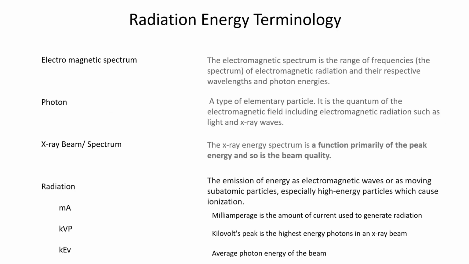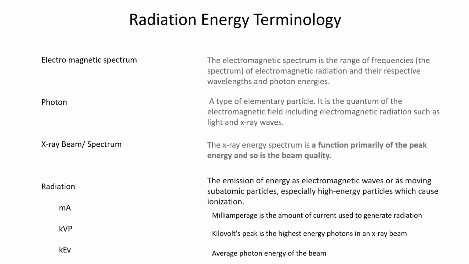Radiation is the emission of energy as electromagnetic waves or as moving subatomic particles, especially high-energy particles which cause ionization. Let's take a look at some of the terminology associated with ionizing radiation. The first is electromagnetic spectrum. The electromagnetic spectrum is the range of frequencies of electromagnetic radiation and their respective wavelengths and photon energies.